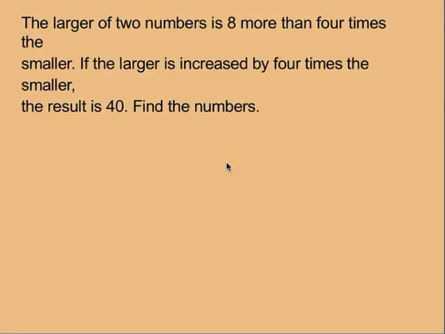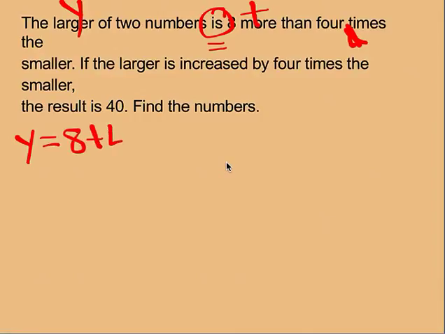All right, let's take a look at number 8, which is apparently typed out very weirdly. The larger of 2 numbers, so I'm going to let Y represent the larger of the 2 numbers, that means equals. 8 more, that's going to be plus. 4 times, that's going to be multiply the smaller. So the larger of 2 numbers is 8 more than 4 times the smaller.